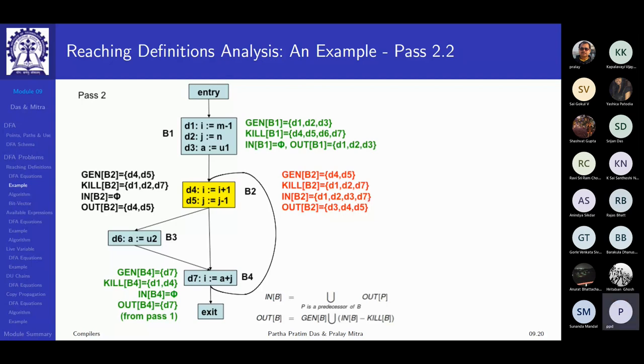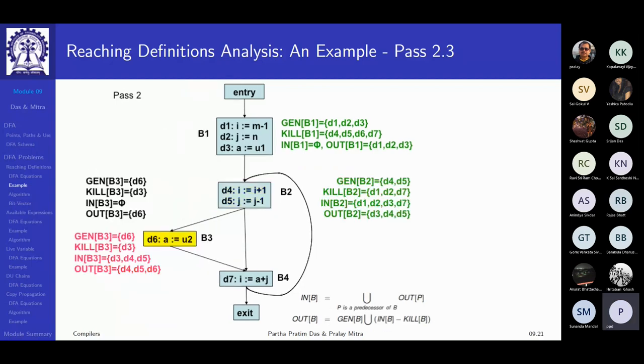What will now be my outset? Gen union, so D4, D5 goes in. Then inset minus kill set. From the inset, I'll strike out all those that are in the kill set. So D1 is gone, D2 is gone, D7 is gone. Only D3 remains. So the outset now becomes D3, D4, D5. You can see D3 has got added to this outset.